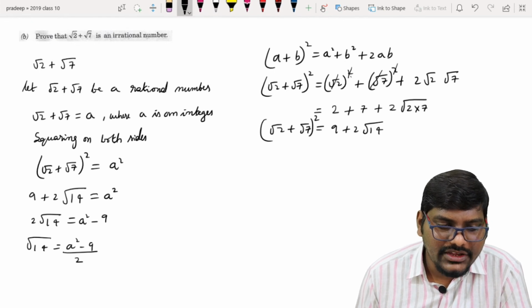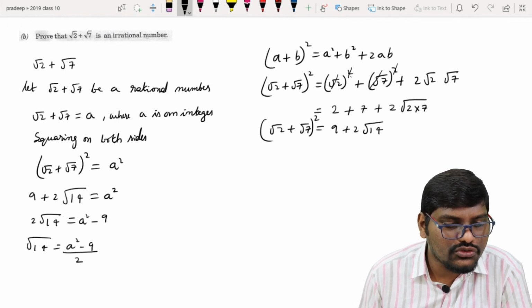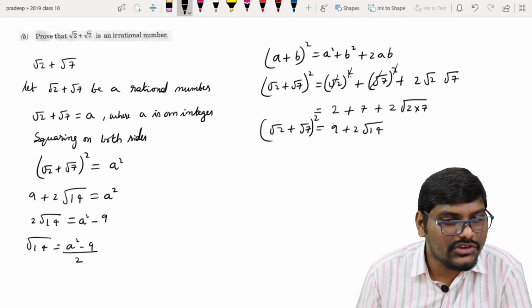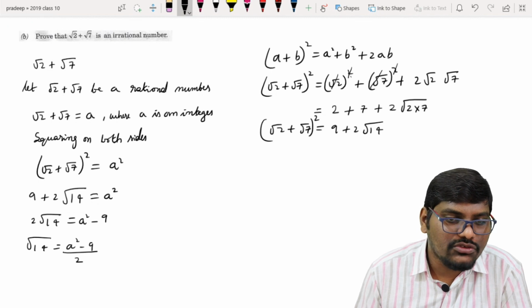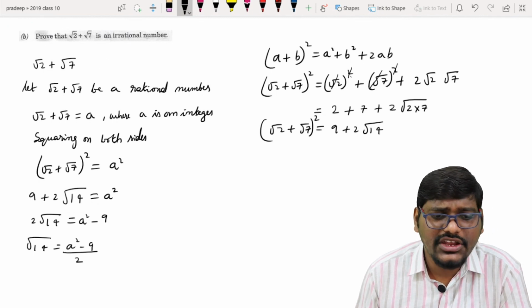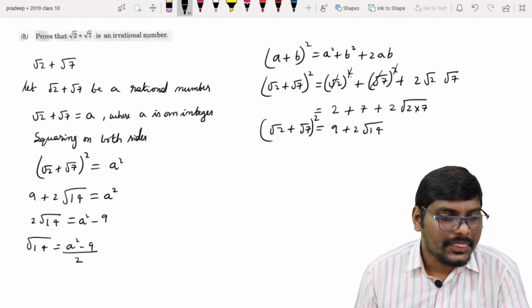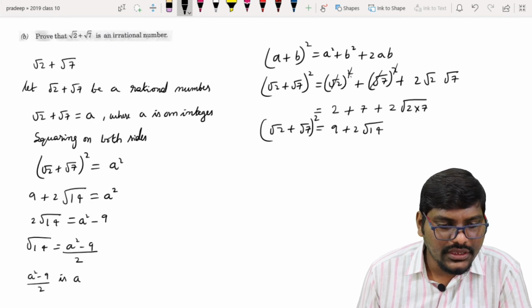Alright. So when we take integers, they are not a rational number. So in such a case, whatever assumption we took, that root 2 plus root 7 is a rational number, was a wrong assumption, because root 2 plus root 7 is an irrational number, where our assumption is a contradiction. So we'll write this as A square minus 9 by 2 is a rational number.